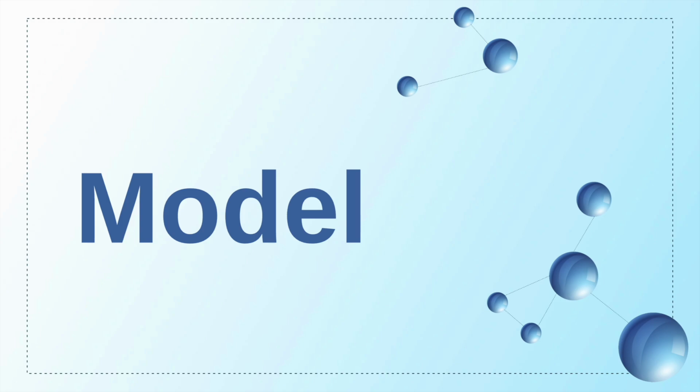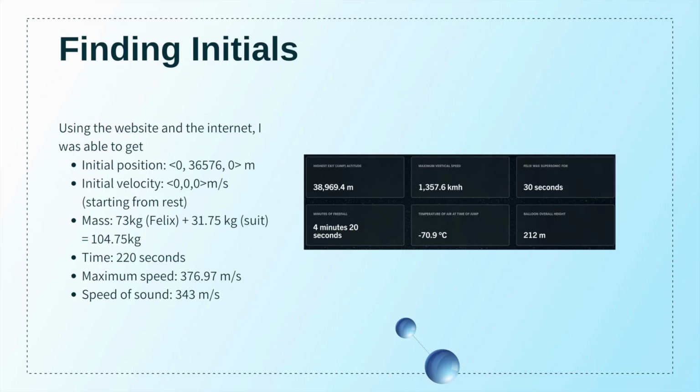This is the process of making my GlowScript model. Using the website and the internet, I was able to get that the initial position is 36,576 meters, and the initial velocity is 0 meters per second, since we assume that Felix is starting from rest. The mass is Felix plus the suit, which is 73 plus 31.75 kilograms, which is 104.75 kilograms. The time that Felix was in the air is 228 seconds, and his maximum speed is 376.97 meters per second, and the speed of sound is 343 meters per second.